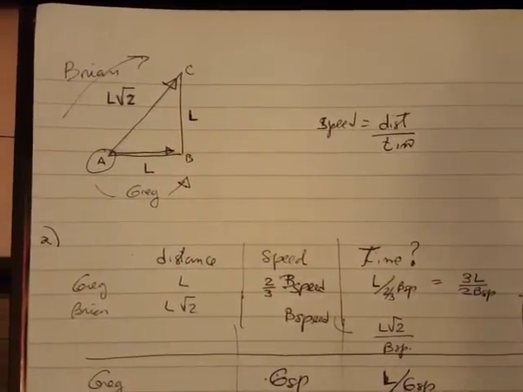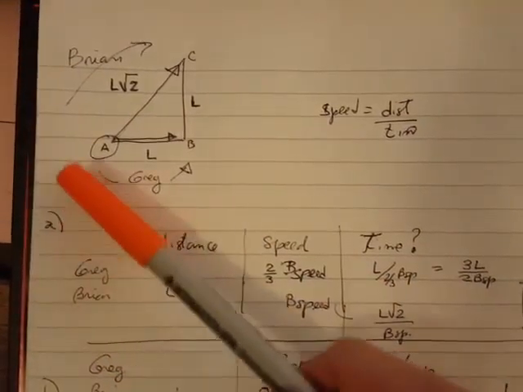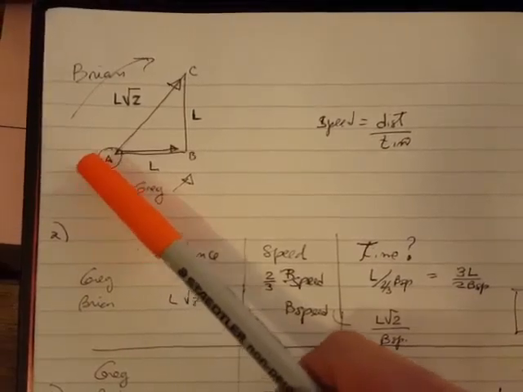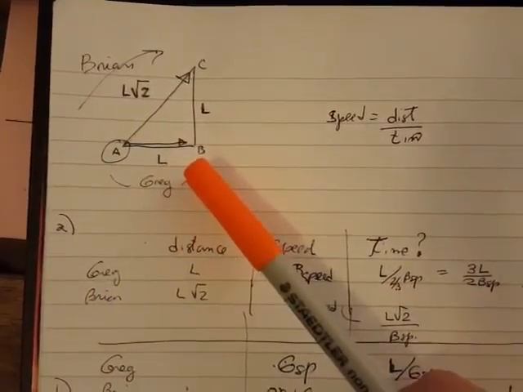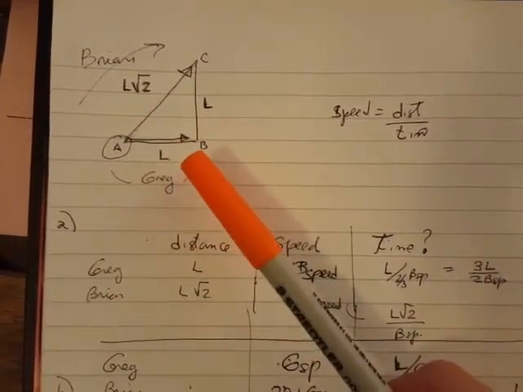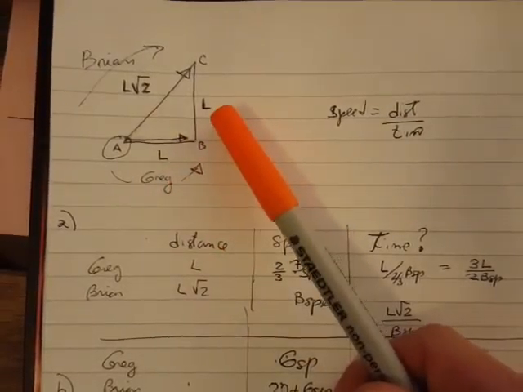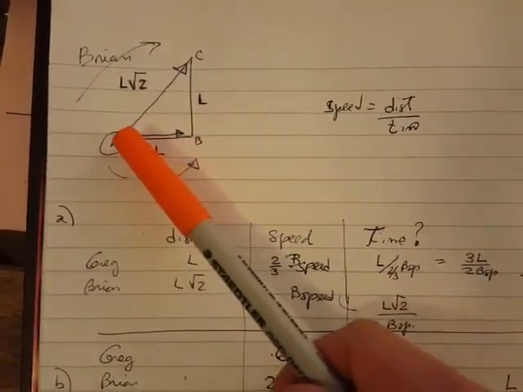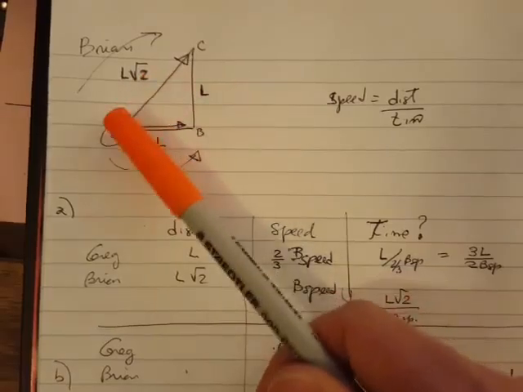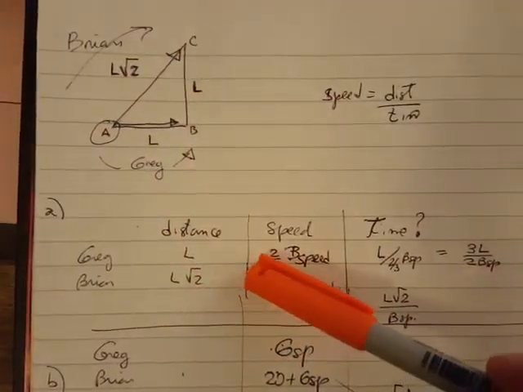Okay, we have this problem and there are two guys, Greg and Brian, standing at point A, and one is going to point C and one is going to point B. And we know that L and L are these sides of the triangle, so we can conclude that L squared 2 is this side of the triangle. That's kind of the quick part.